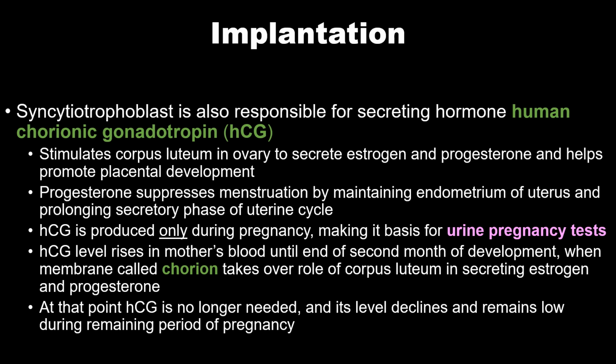HCG levels rise in the mother's blood until the end of the 2nd month of development, when a membrane called the chorion takes over the secretion of estrogen and progesterone. And at that point, HCG is no longer needed, and its level declines and remains low for the remainder of the pregnancy.